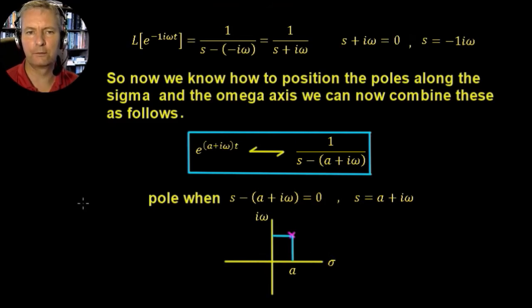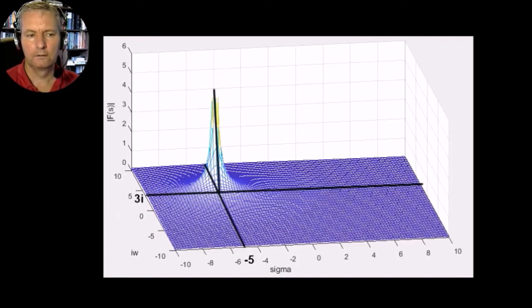So let's have a wee look at an example of this in Matlab. Here's an example in Matlab, and you can see that the pole's been positioned on the sigma axis along here at minus 5, and on the j omega axis here at a point 3. So we're able to position this anywhere along this axis. So let's have a wee look at this live in Matlab.